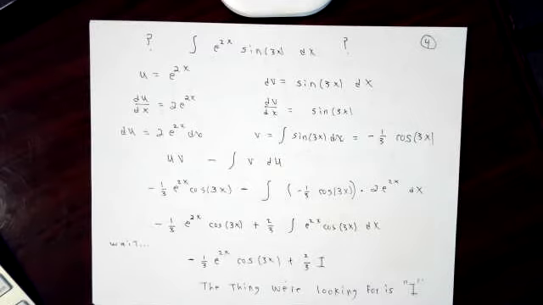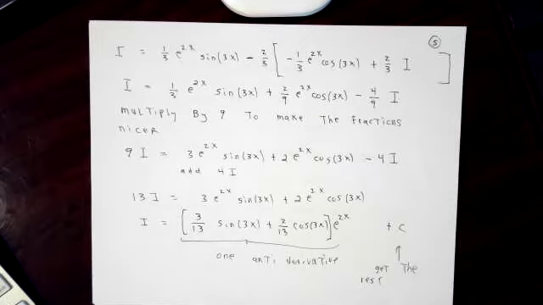The integral of u dv works out to be, after you put all the pieces in, negative 1/3 e to the 2x cosine of 3x plus 2/3 times this integral with the exponential function and the cosine function, which is the thing that I'm trying to figure out. So I just write down its abbreviation. I write down I here.